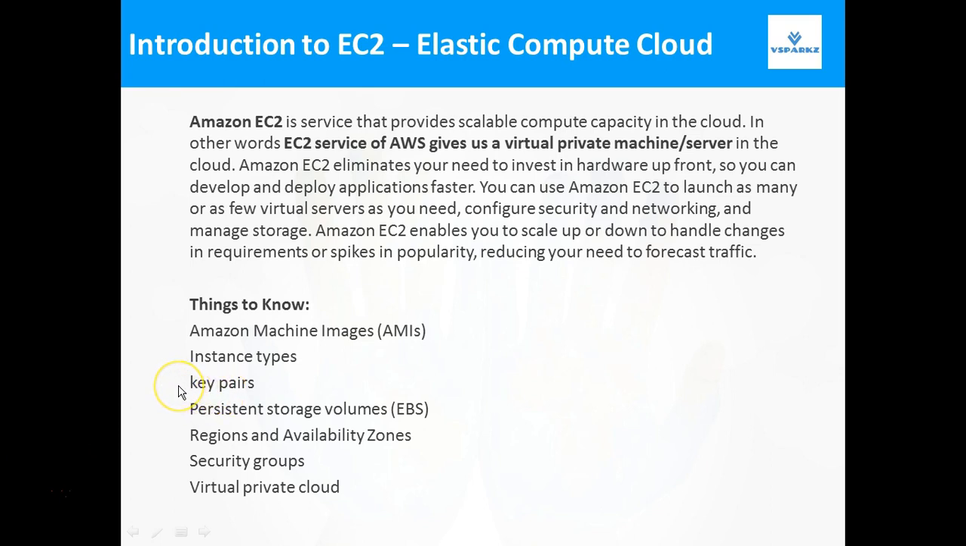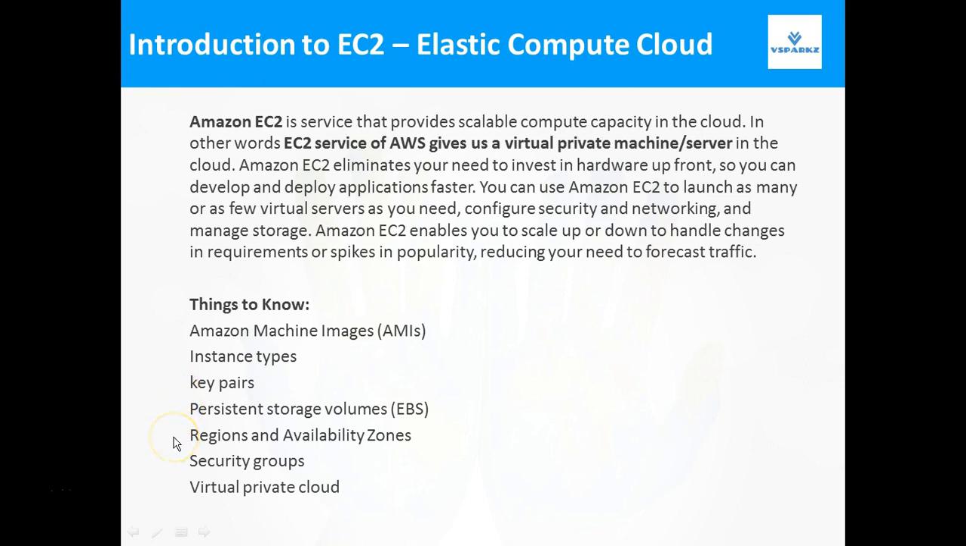The key pairs are used to securely log into your EC2 instances. Key pairs are composed of a private key and a public key. AWS stores your public key, whereas you have to store your private key. Amazon EBS gives you the persistent storage volumes for your EC2 instances. EBS stands for Elastic Block Store.